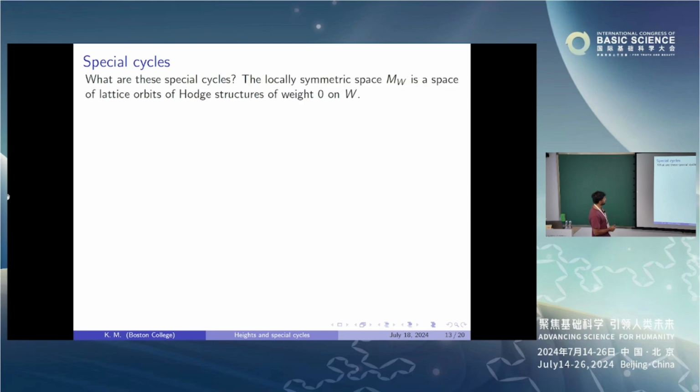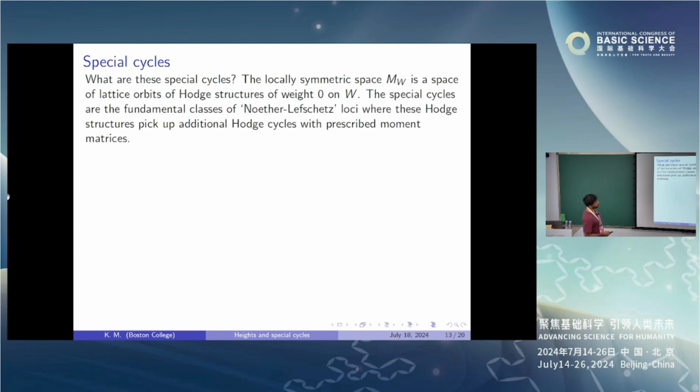Okay, so what are these special cycles? The point is that this locally symmetric space is basically a space of Hodge structures of weight 0.